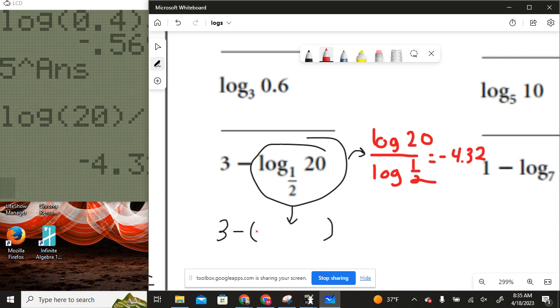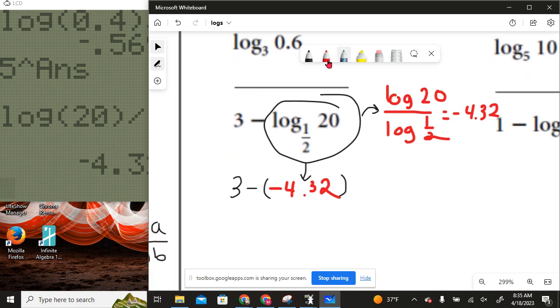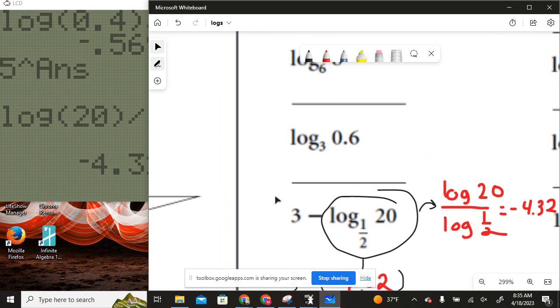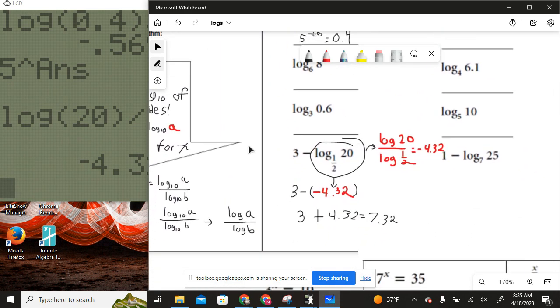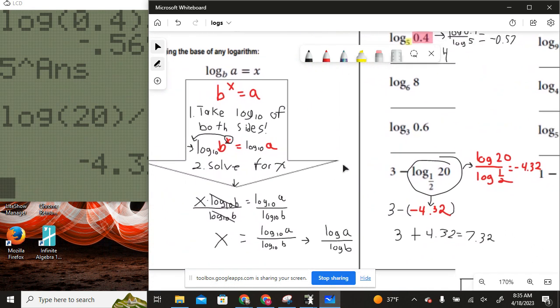So when we substitute it back in, we take that negative 4.32, substitute that in there, and then we do some math. So we got 3 minus a negative. That really turns it into 3 plus what was in there. So 3 plus 4.32, which gives us 7.32.